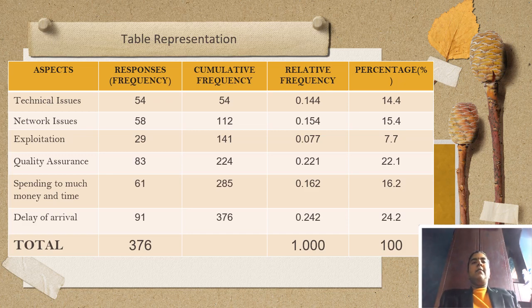The next would be relative frequency and the percentage. As you can see, majority of them chose delay of arrival in product, which is 24.2 percentage, and the lowest percentage would be 7.7, which is exploitation.